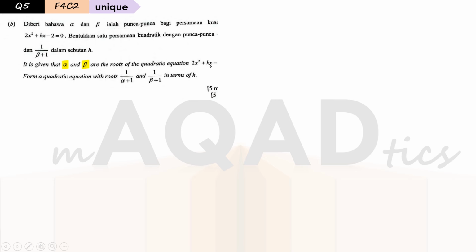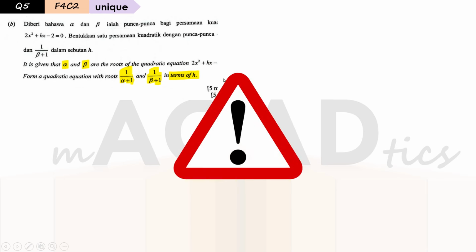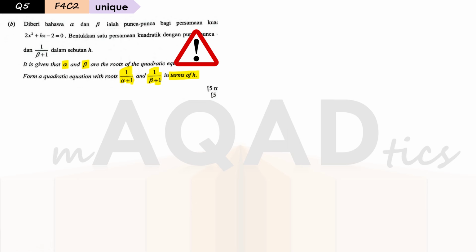It's a bit cut off here, but you can look at here, right? 2x squared plus hx minus 2 equals 0. And now we need to form a new quadratic equation with the roots of 1 over alpha plus 1 and 1 over beta plus 1. And we need to write it in terms of h. So in our final answer, there will be h.